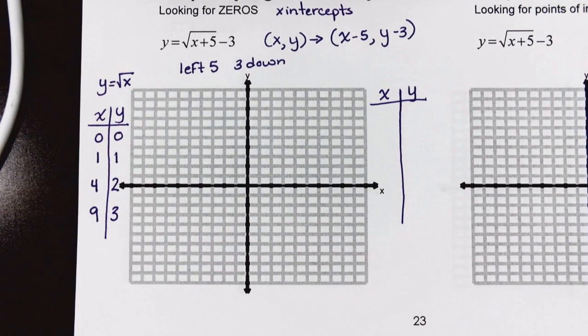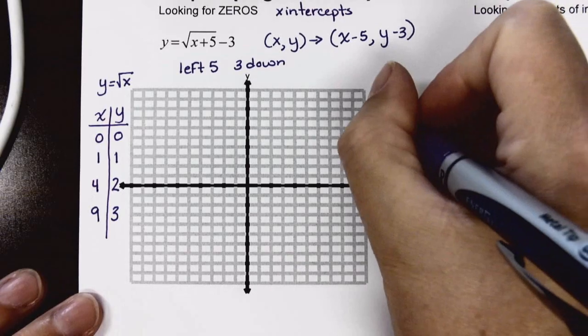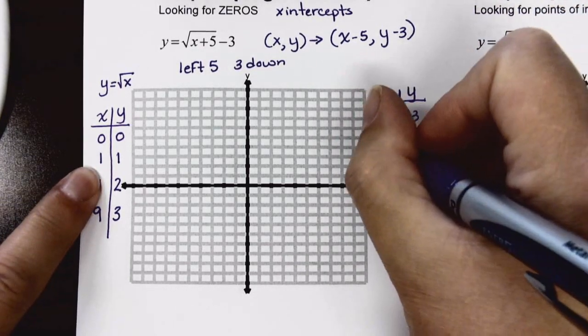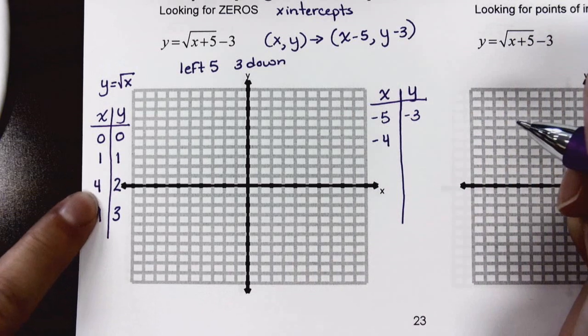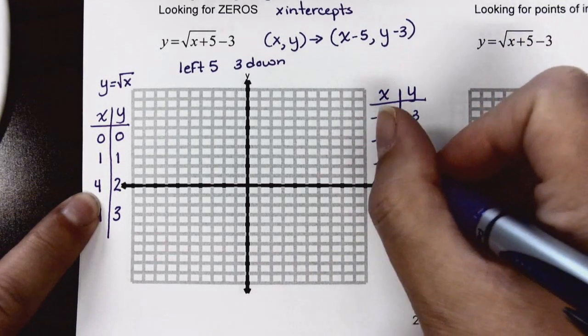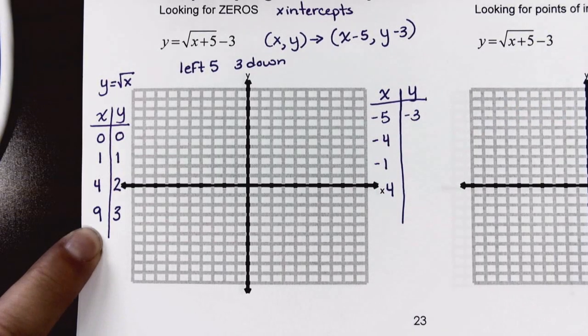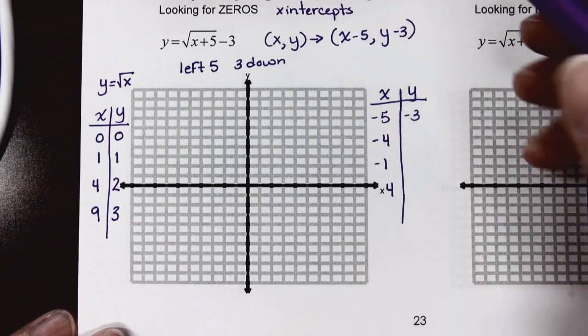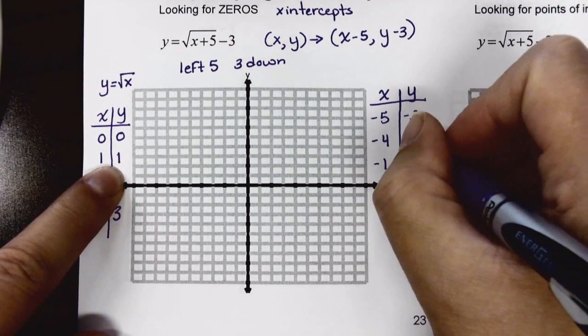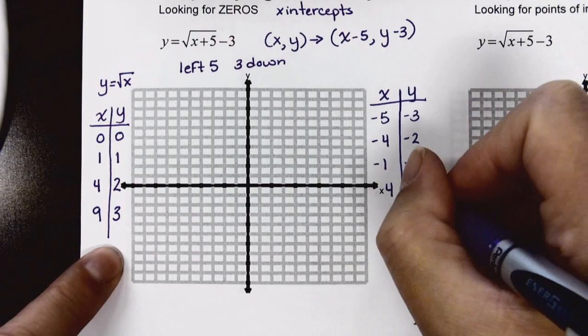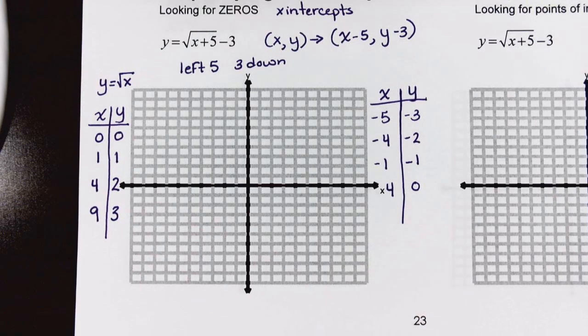okay, so let's do it transformation-wise. So 0, 0 transforms to -5, -3. 1 transforms to -4. Maybe let's do all of our x's first. 4 transforms to -1. 9 transforms to 4. Now we're going to do the y's. So we're minusing 3 from the y. So that's going to be -2, -1, and 0. Everybody good with that?